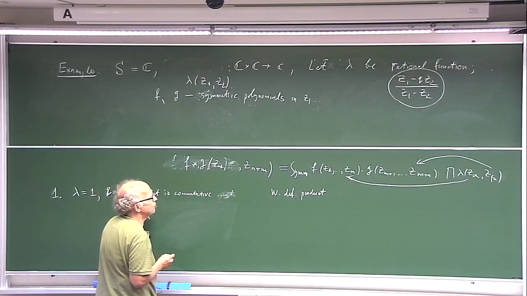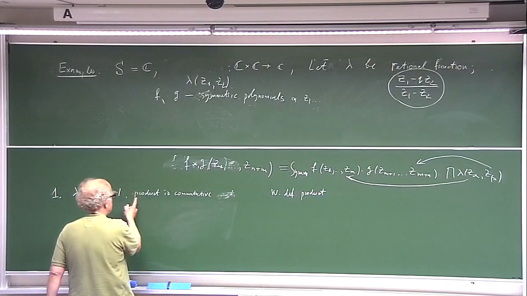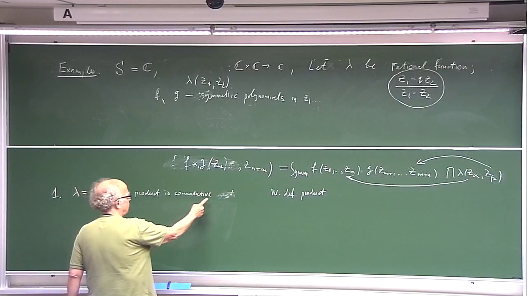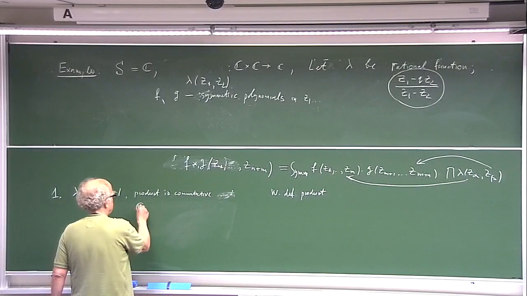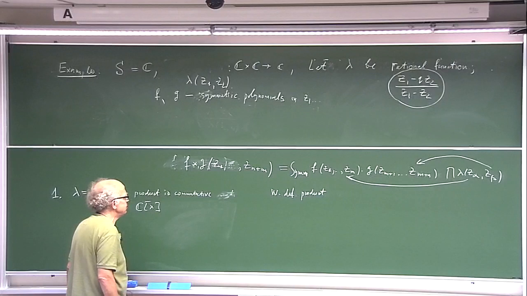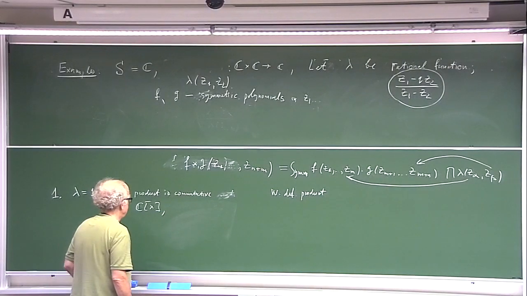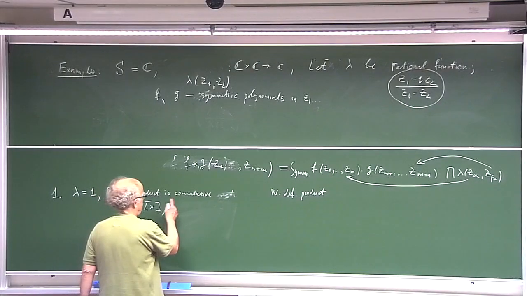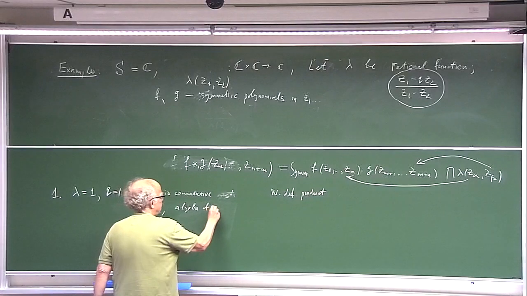So if I want to formulate the exercise, it's okay. Here it is true. Now, the product is commutative, and the algebra is generated by polynomials in one variable. And in this case, when lambda is 1, this algebra is the algebra of polynomials.